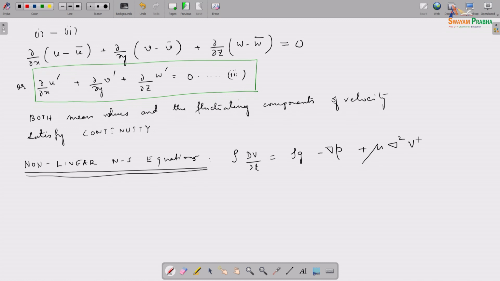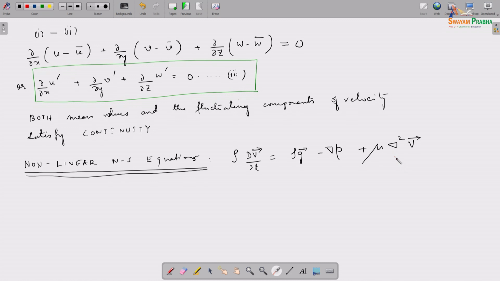I am writing this without any vector notations. So, essentially, this whole thing becomes a vector, right. Essentially the left hand side is rate of change of momentum and the right hand side is the gravitational force, pressure force, viscous force, right. That is what the Navier-Stokes equation is all about.